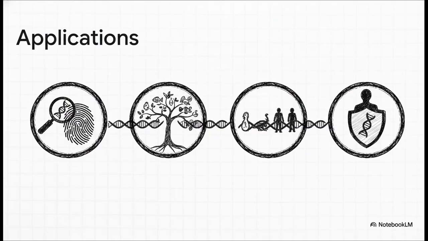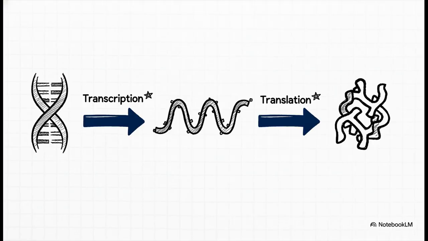The real-world applications are just mind-blowing. In forensics, it can put a suspect at a crime scene or, just as importantly, prove someone's innocence. In conservation, it helps us protect the genetic diversity of endangered species. It lets us trace our own evolutionary family tree back thousands of years. And, of course, it is completely revolutionizing medicine, leading us toward a future of therapies that are tailored to your specific genetic code. So, let's step back and bring this all together.